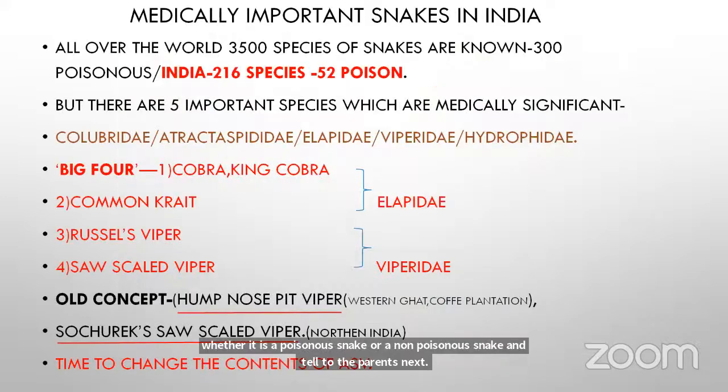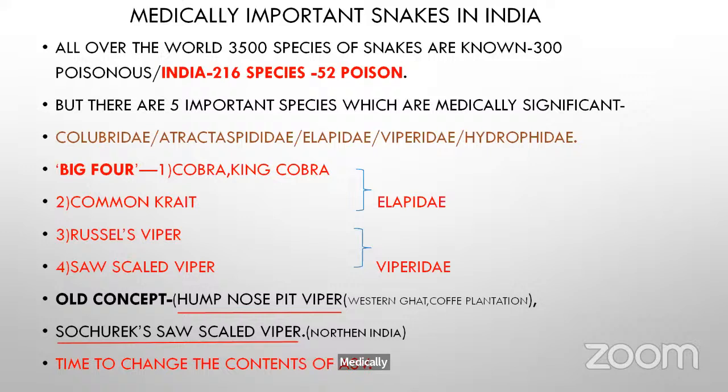Medically important, there are 5 important species of snakes which are seen all over India. The most important is the big four, that is cobra or king cobra, then common krait, they are from Elapidae family, and then Russell's viper and saw-scaled viper from Viperidae family. Now, there is a very important thing to remember here.